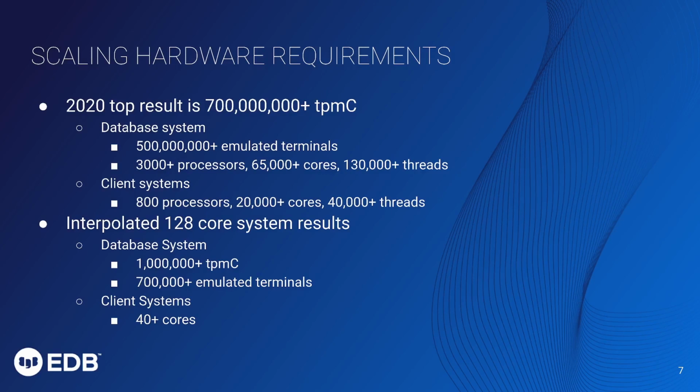I thought it would be fun to give some perspective on hardware costs. In 2020, the top published result produced over 700 million transactions per minute. To get this number, you need to build a database with over 50 million warehouses. For every 10,000 warehouses, you need to generate about 1 terabyte of raw data. So this means that over 5,000 terabytes of data was generated. Also, this means that over 500 million terminals were emulated.